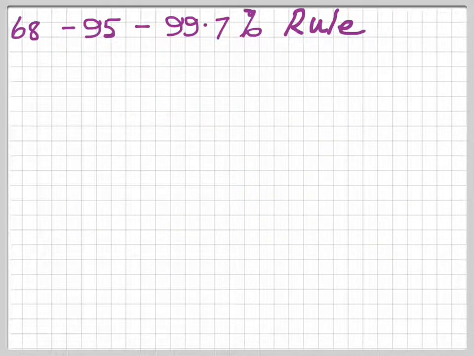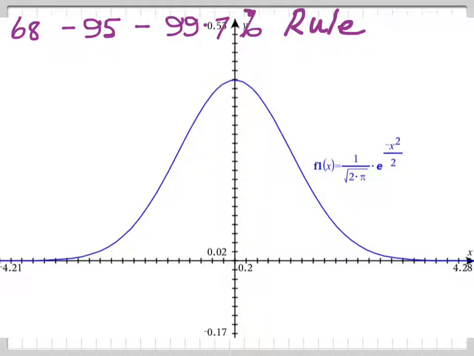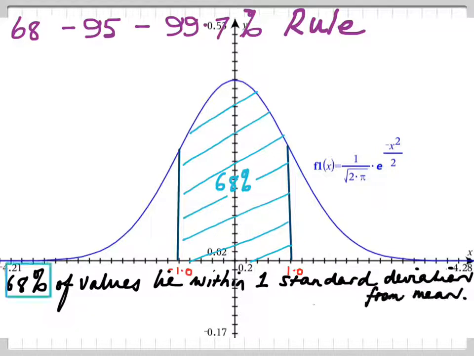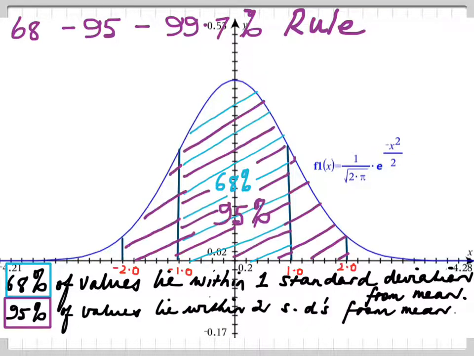Alright, here's the first one, the 68, 95, 99.7 rule, and that simply says, here's a standard normal curve, and it just so happens that 68% of values lie within one standard deviation of the mean. That means to the right and to the left combined, okay? That's just over 2/3. That's pretty amazing, isn't it? Within one standard deviation of the mean. Okay, 68%, that's the 68 bit.